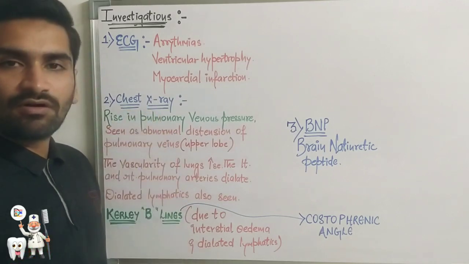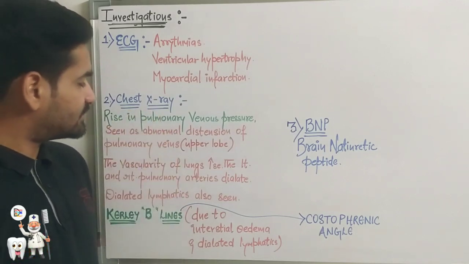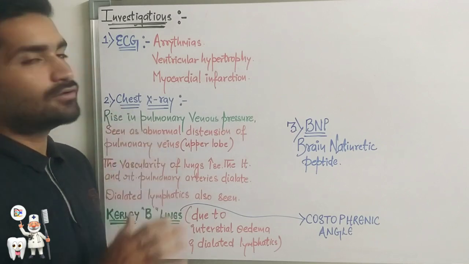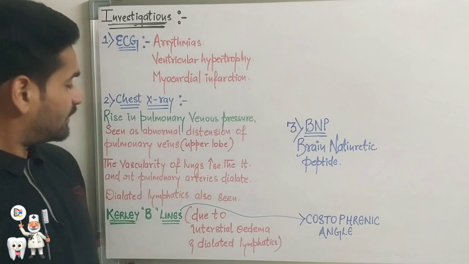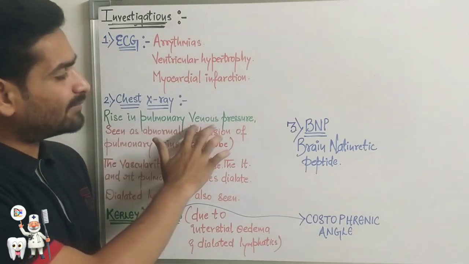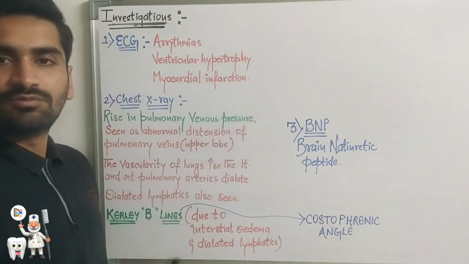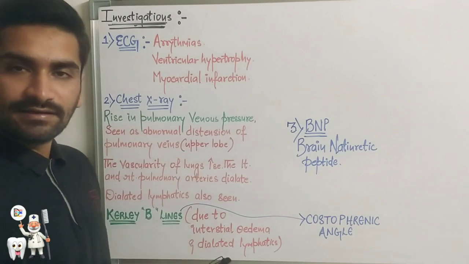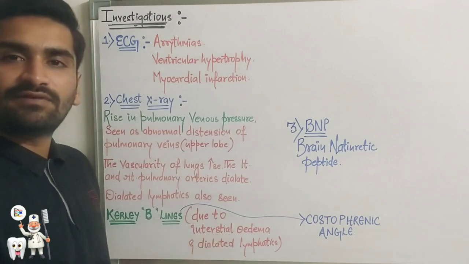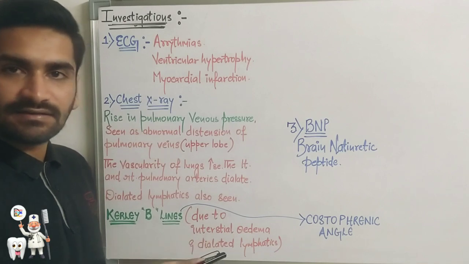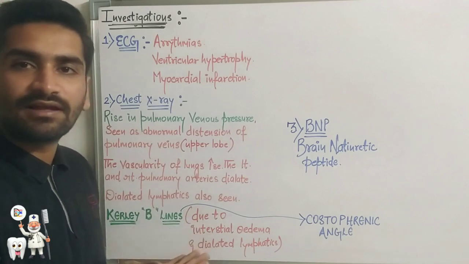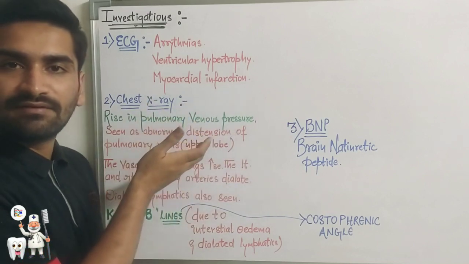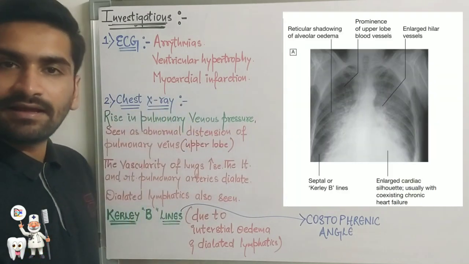Now next, moving on to the chest X-ray. In the chest X-ray, we'll see a few things which are important from the heart failure point of view. First is rise in the pulmonary venous pressure. Whatever pressure rise happens in the pulmonary veins will be due to an increase, firstly starting where? Left ventricular pressure will increase, as we studied in types of heart failure, then it will move to the left atrium, then increase the pulmonary venous pressure and then pulmonary edema.